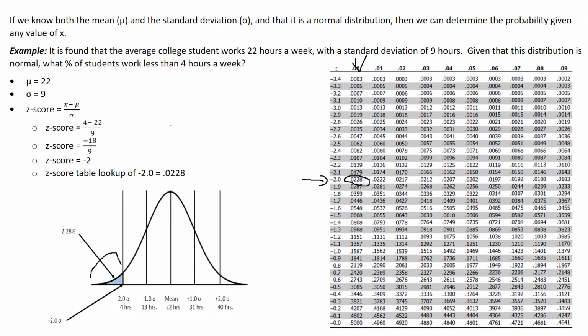And that means 2.28% of all college students work less than 4 hours a week. And that's minus 2 deviations, exactly minus 2, which is 2.0.